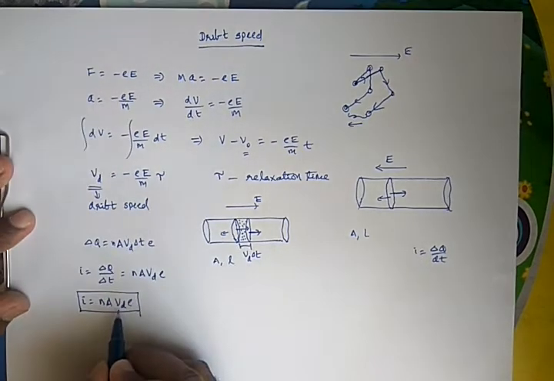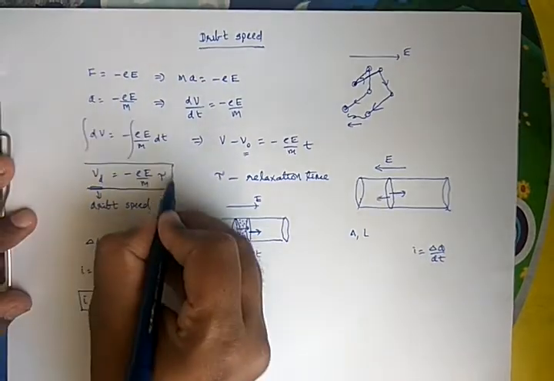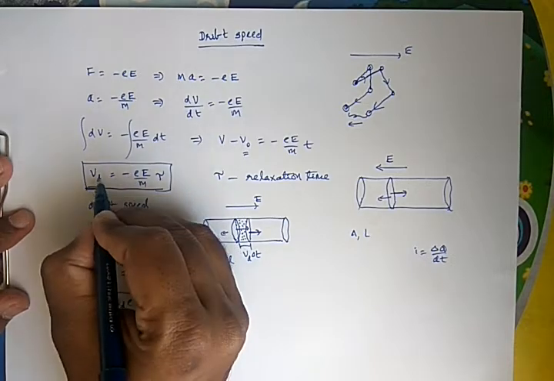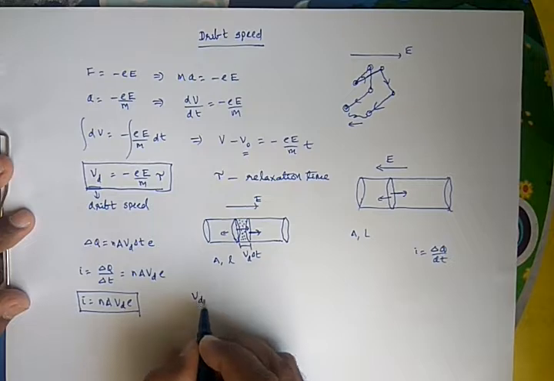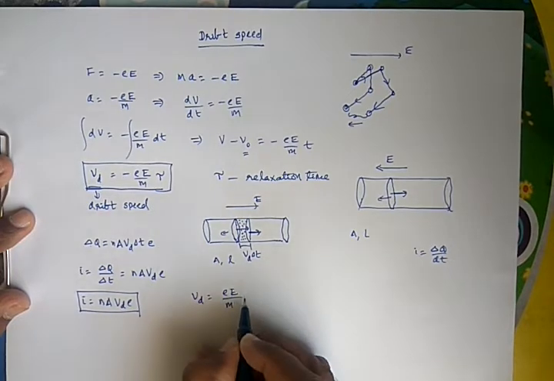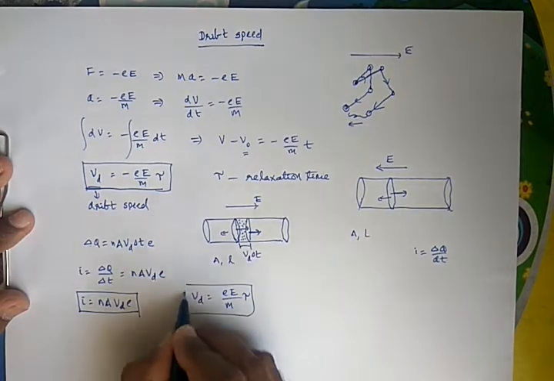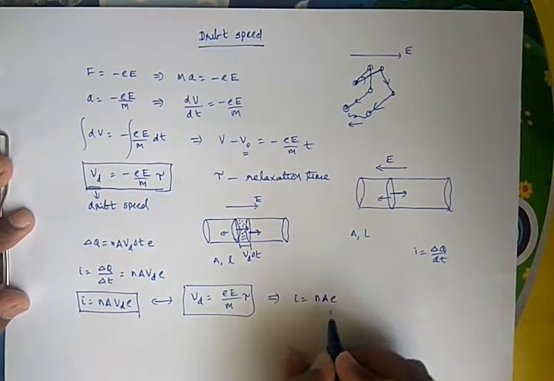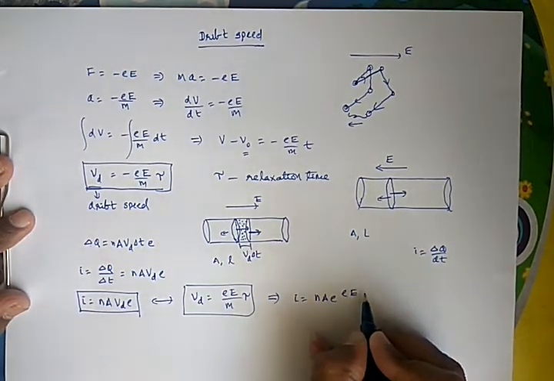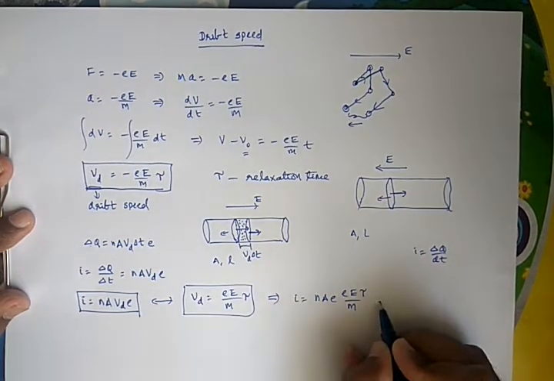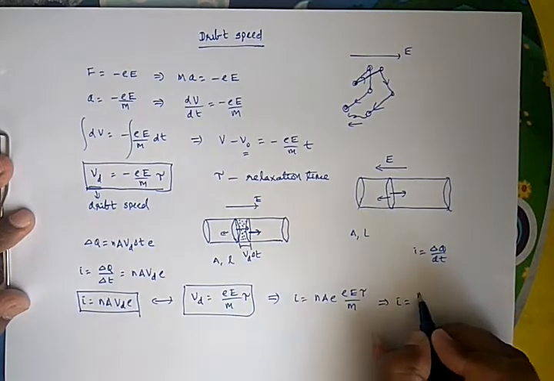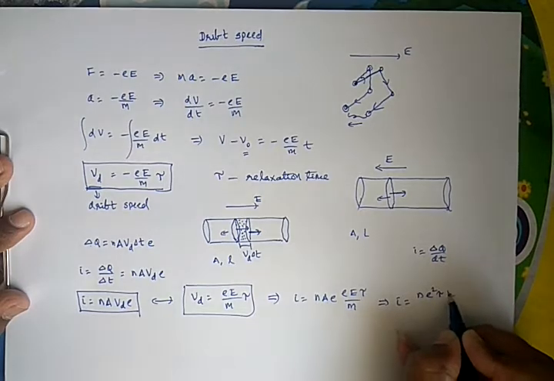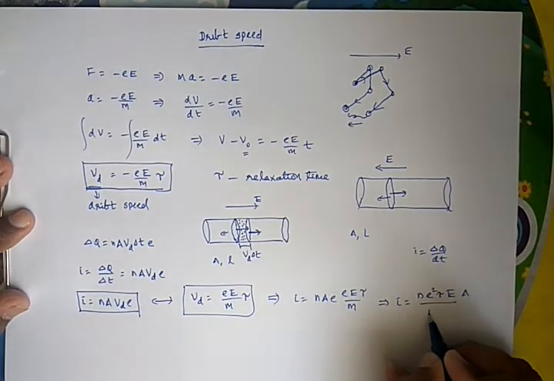Already we know v d is the drift speed, and that we got from here. And here also I will take it as positive because I am taking the effect of positive charges. So now v d equals e E tau by m, where tau is the relaxation time. So from these two equations, I can write I equals n A e, then v d is this part, so you can write e E tau by m. That implies I equals n e squared tau E A by m.